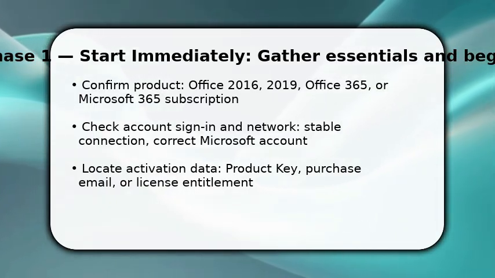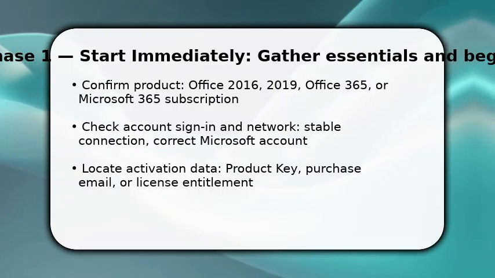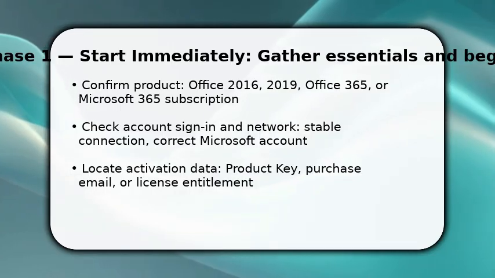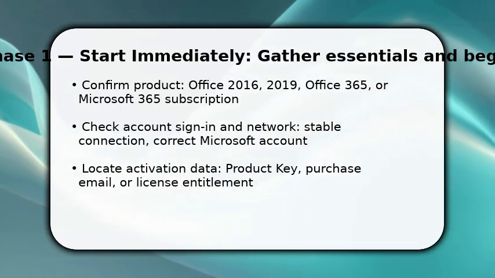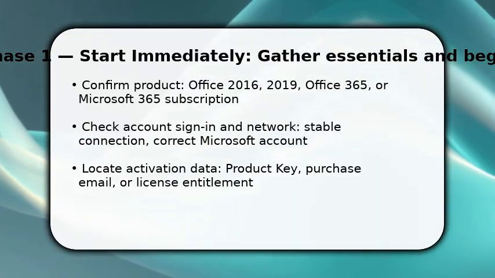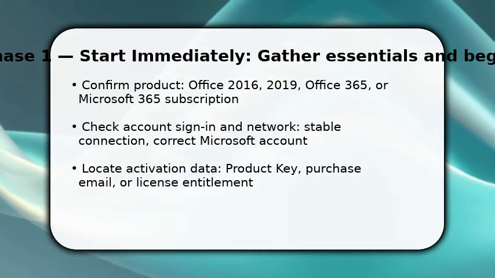You start by confirming which Word edition you have and why activation failed. This matters because keys and subscriptions differ. Sign in with the Microsoft account tied to the purchase and make sure your internet connection is stable. Slow networks block license checks. Then locate the product key or subscription email and note any error codes displayed.